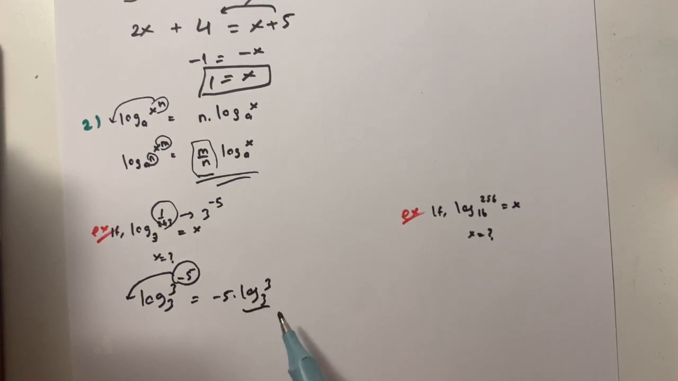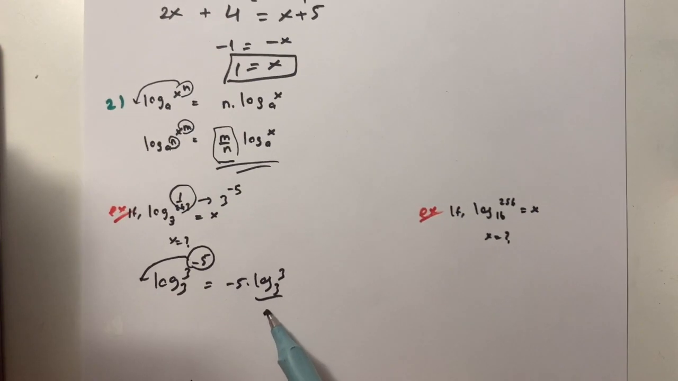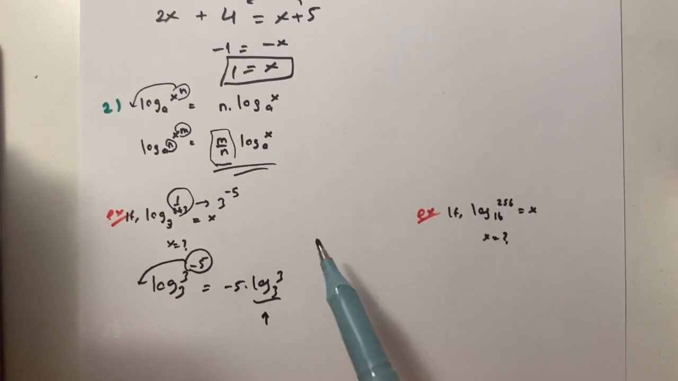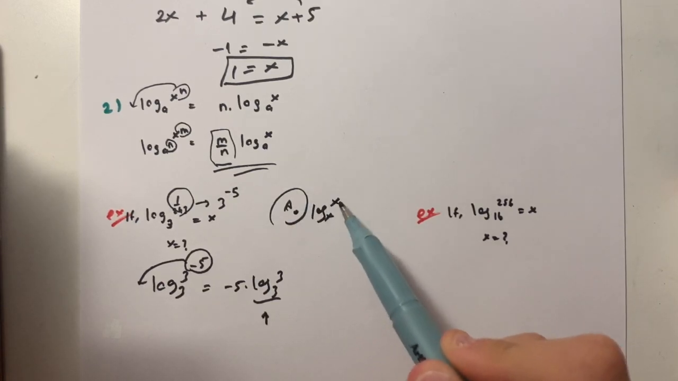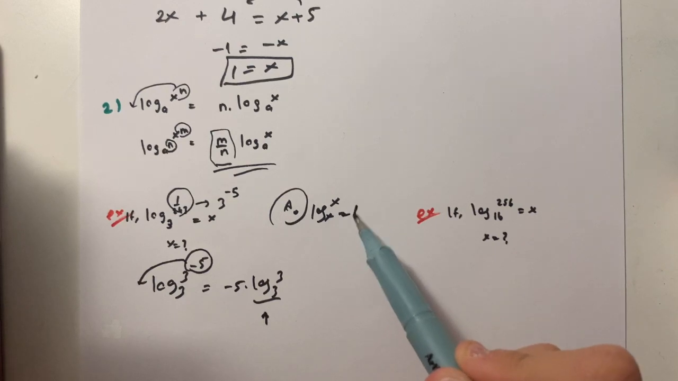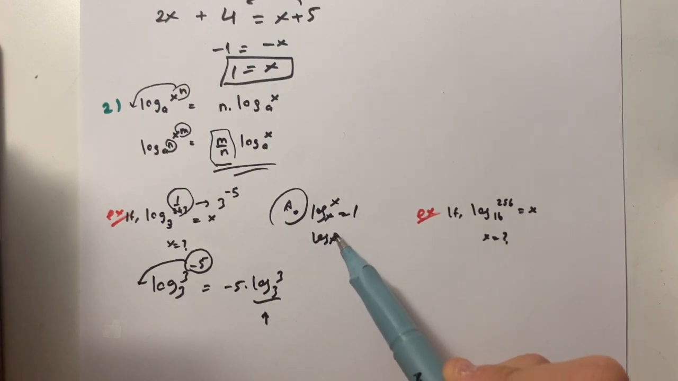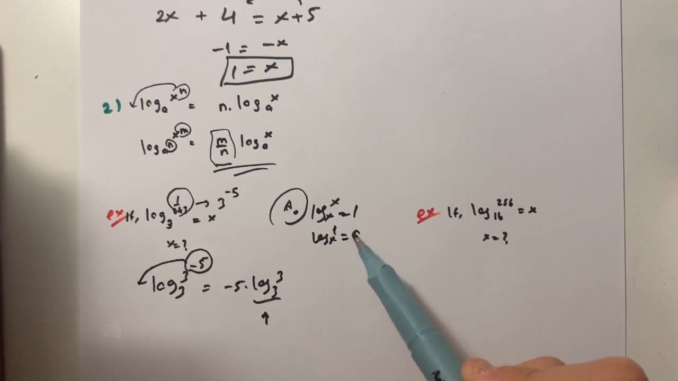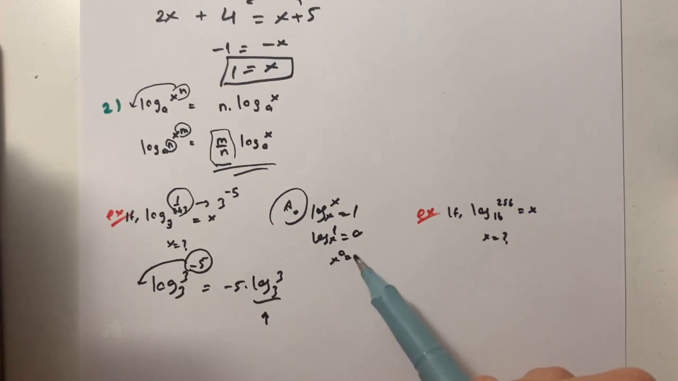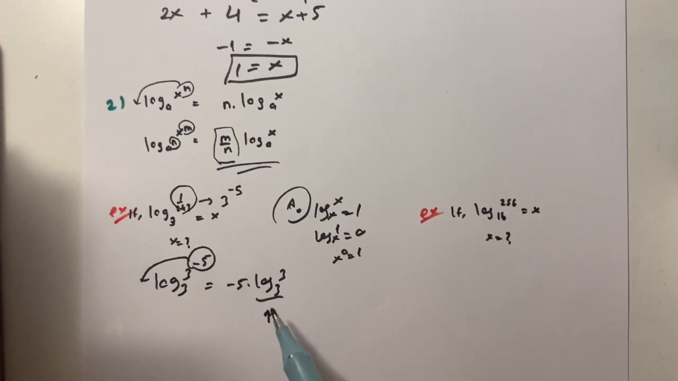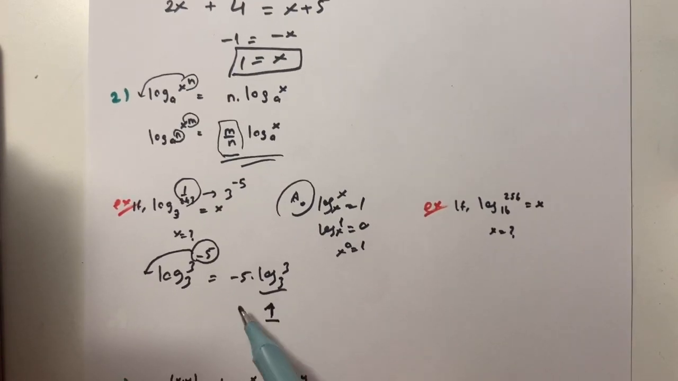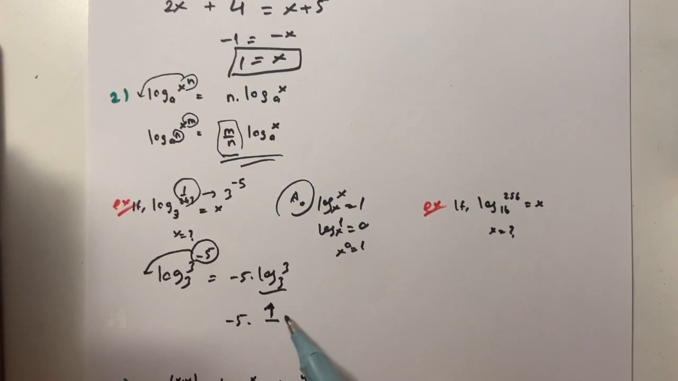So here logarithm base 3 of 3 is 1, because you should also know that, let me just write a quick note, logarithm base x of x is 1 and logarithm base x of 1 is 0, because x to the power of 0 is 1 only. Let's get back to the question. This part is 1 and there's a -5, so the answer is -5.